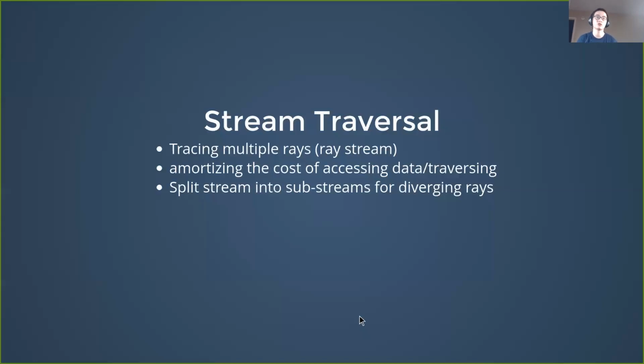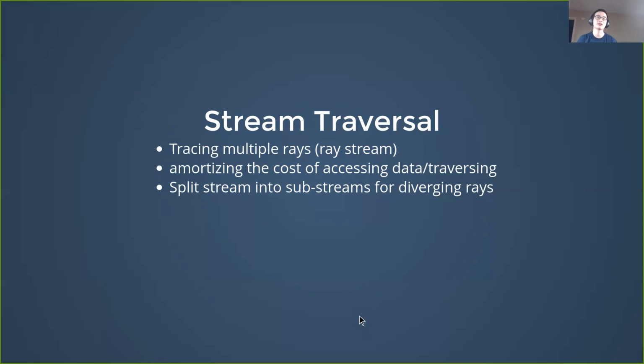Stream traversal means that we can trace multiple rays at once, and then we put the rays into a stream and do ray-bounding box intersection all together. This way, we can amortize the cost of accessing data and the traversing.